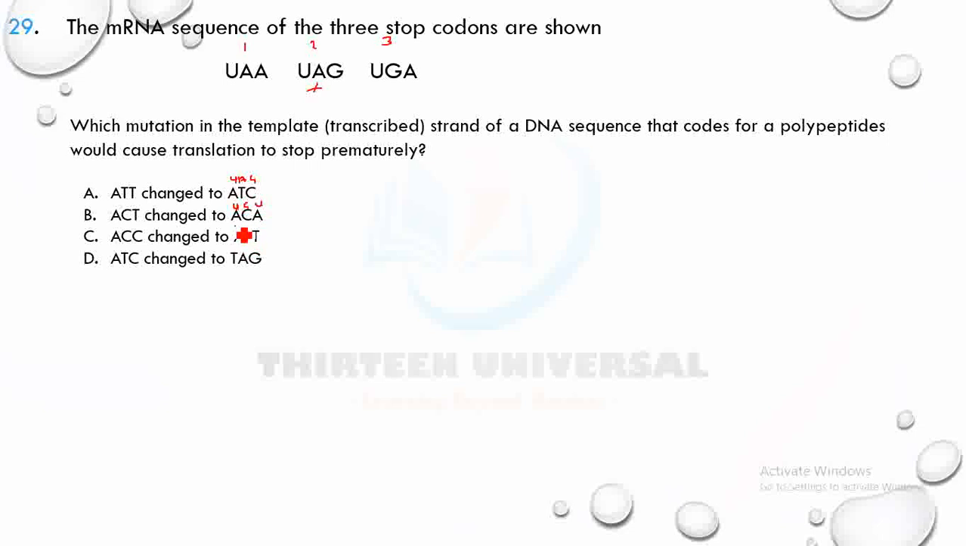ATA. T pairs with A, A pairs with U, so this is UAA, which is the first one to appear. Now change to TAG. This is going to be UAC. Is there UAC there? Nope. So we have these two showing up. The one that appears first, the first stop codon, is UAA, which is option C. So two of them form stop codons, but the first one in the sequence is UAA, and C gives us UAA first. So the answer is C.